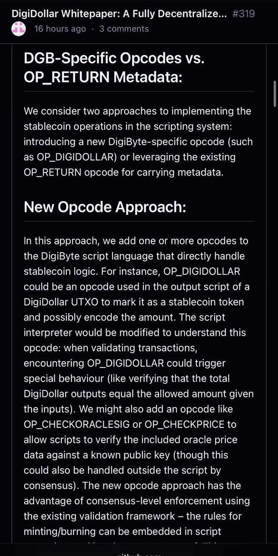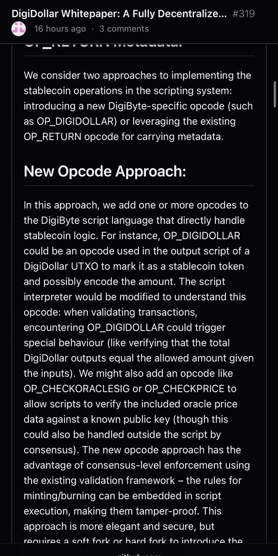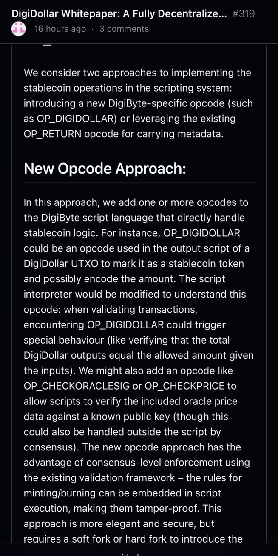DGB-specific opcodes versus OP_RETURN metadata. We consider two approaches to implementing the stablecoin operations in the scripting system: introducing a new DigiByte-specific opcode, such as OP_DIGIDOLLAR, or leveraging the existing OP_RETURN opcode for carrying metadata.